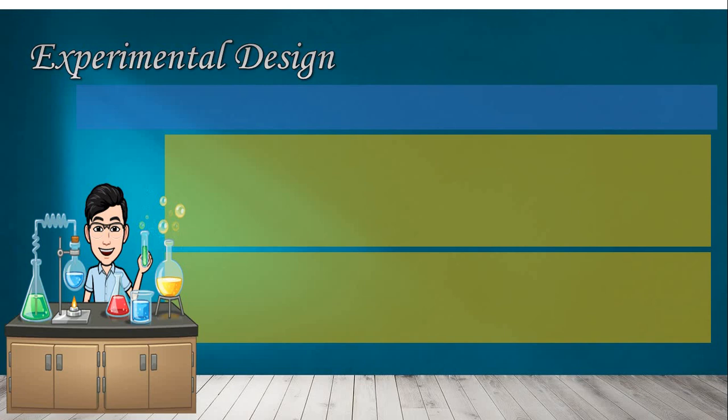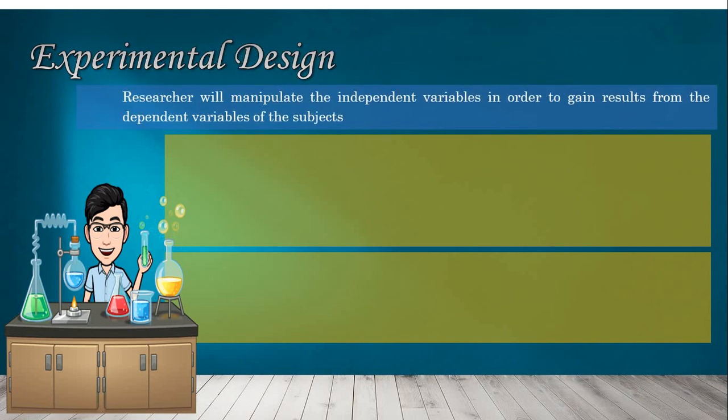Experimental design. The researcher will manipulate the independent variables in order to gain results from the dependent variables of the subject. It may be done in a laboratory, a conventional science laboratory, or any place that is isolated like a classroom. Or in the field, same testing done in different places. It has to have at least one control group and experimental group. Here are the examples.